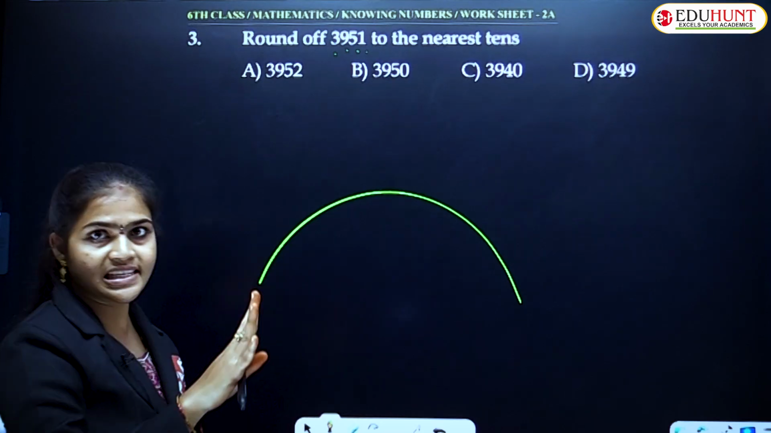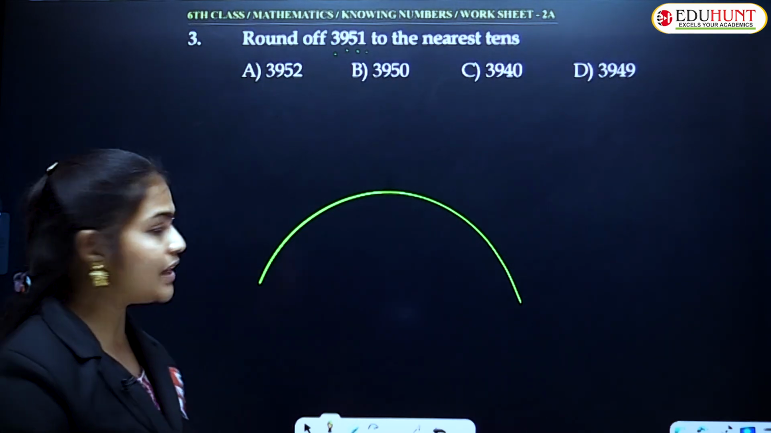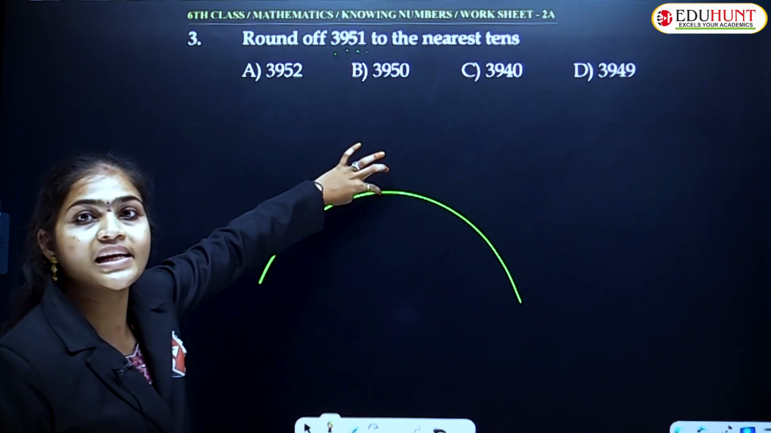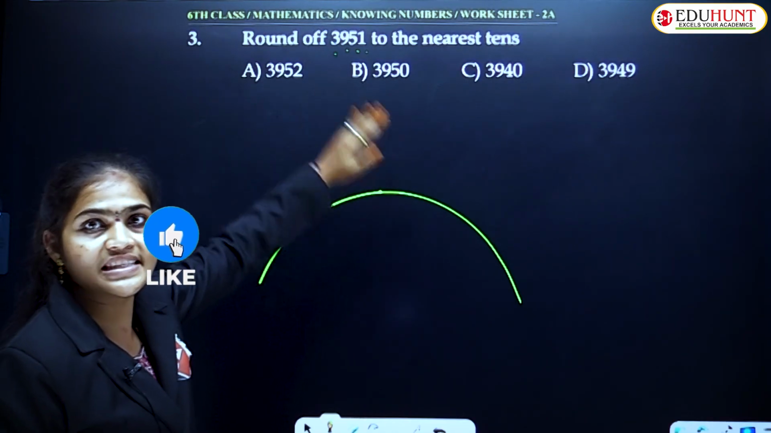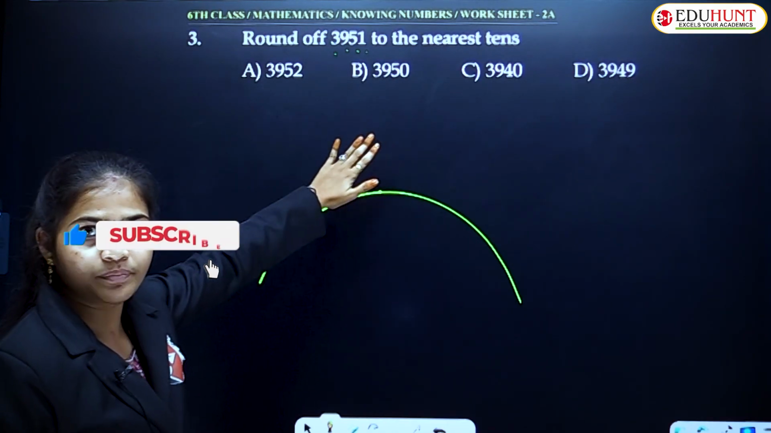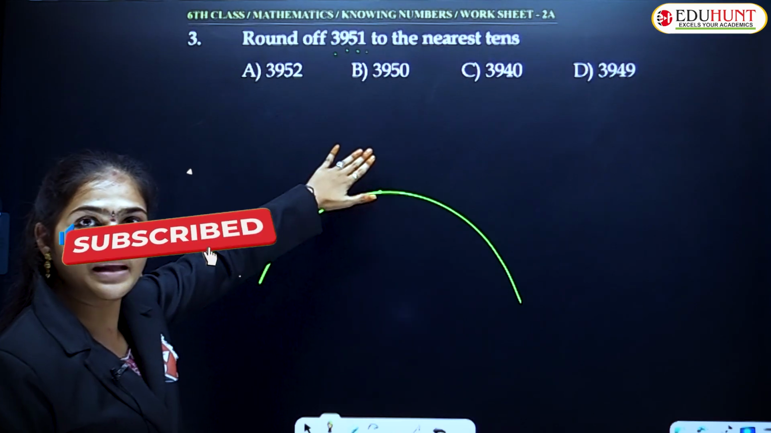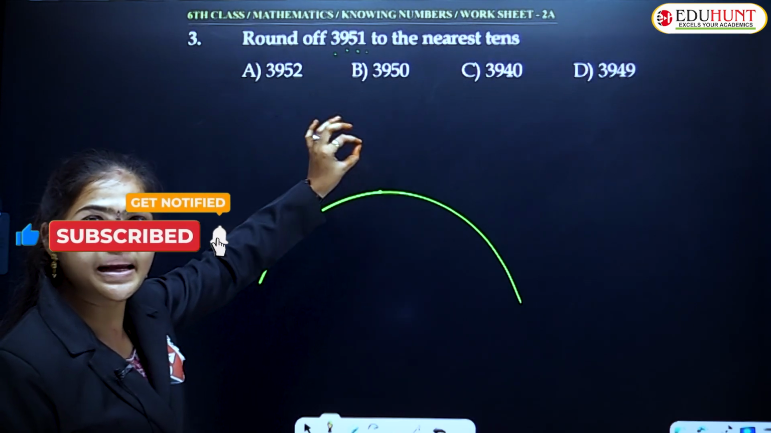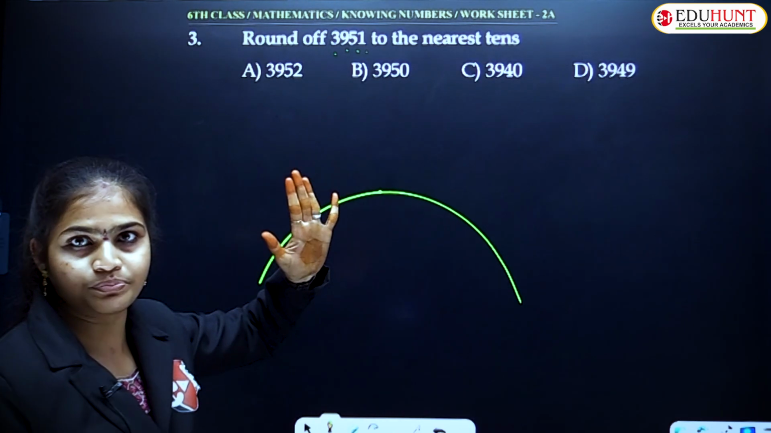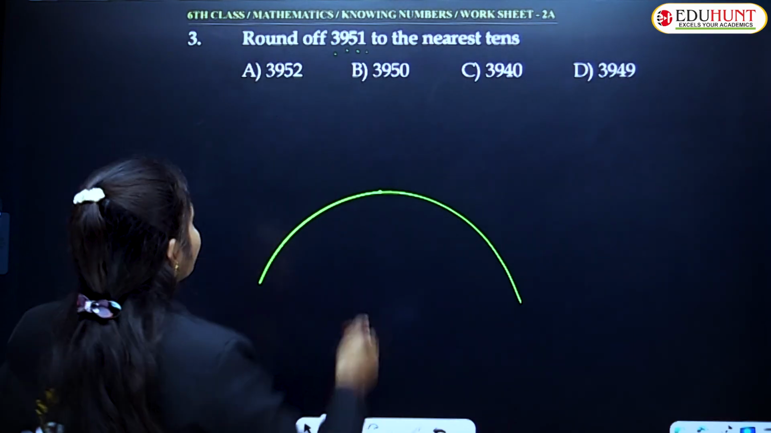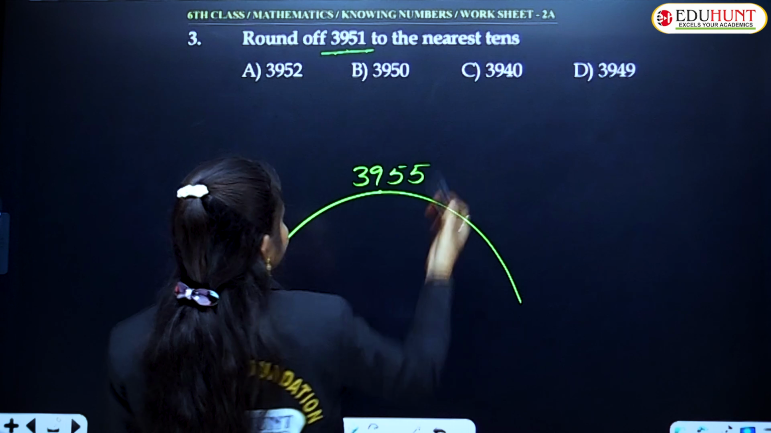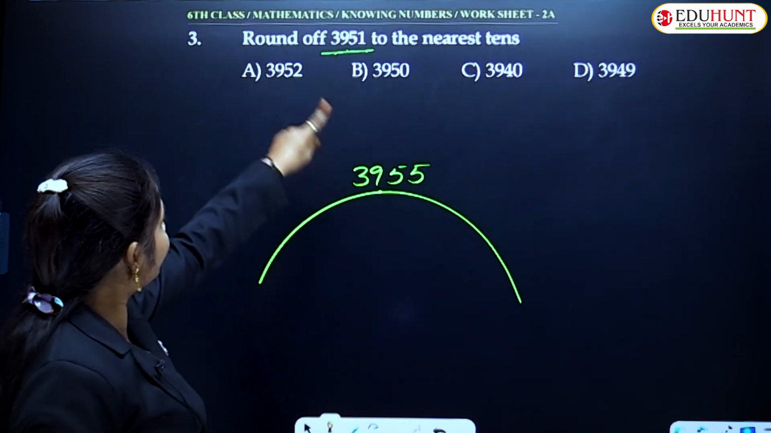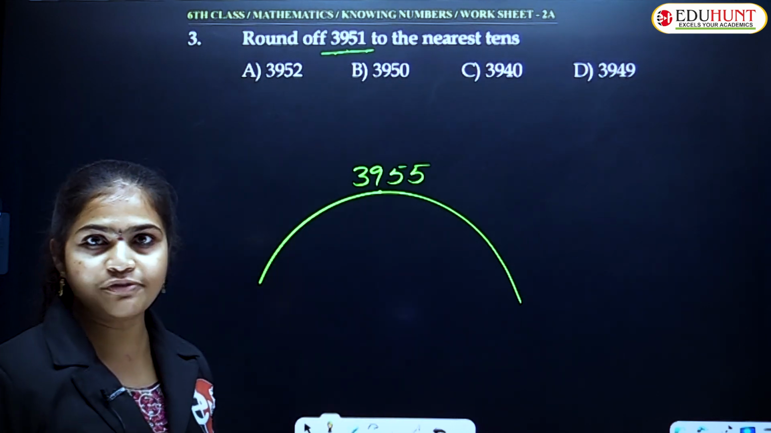3951, a 4-digit number. At the peak stage, what number did I say you have to write? Whether the number contains 2 digits, 3 digits, or 4 digits, at the peak stage we always have to write the number which is ending with a 5. So in this series, 3955. That number only we have to write here, 3955.